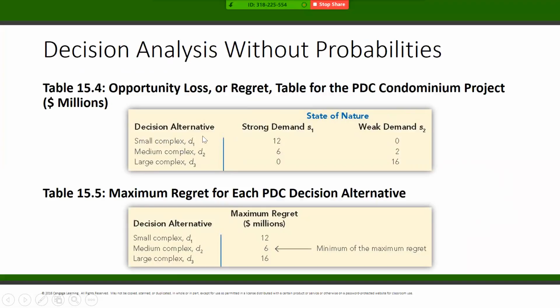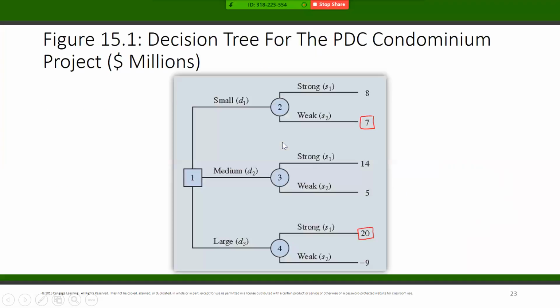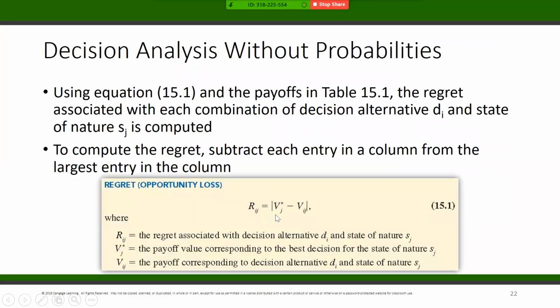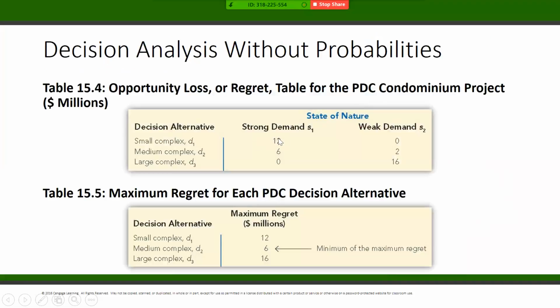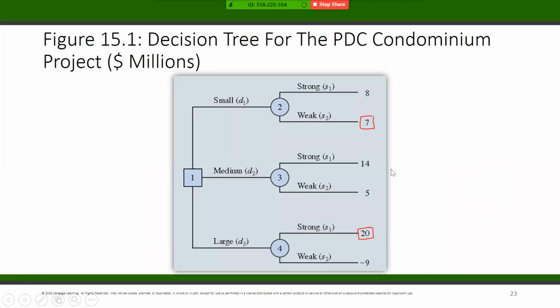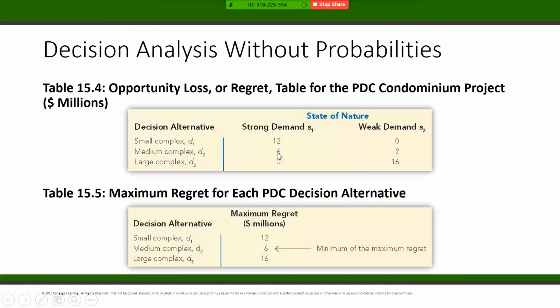So what we're going to do is look here: small complex, strong demand, S1 is going to give us 12, and what we're doing is subtracting. Again, we take the best decision for the state of nature Sj, so the strongest one, the highest, 20. We take 20 minus 8, which is 12, and that's what we get here. Then 20 minus 14 gives us 6, and 20 minus 20 is going to give us 0.